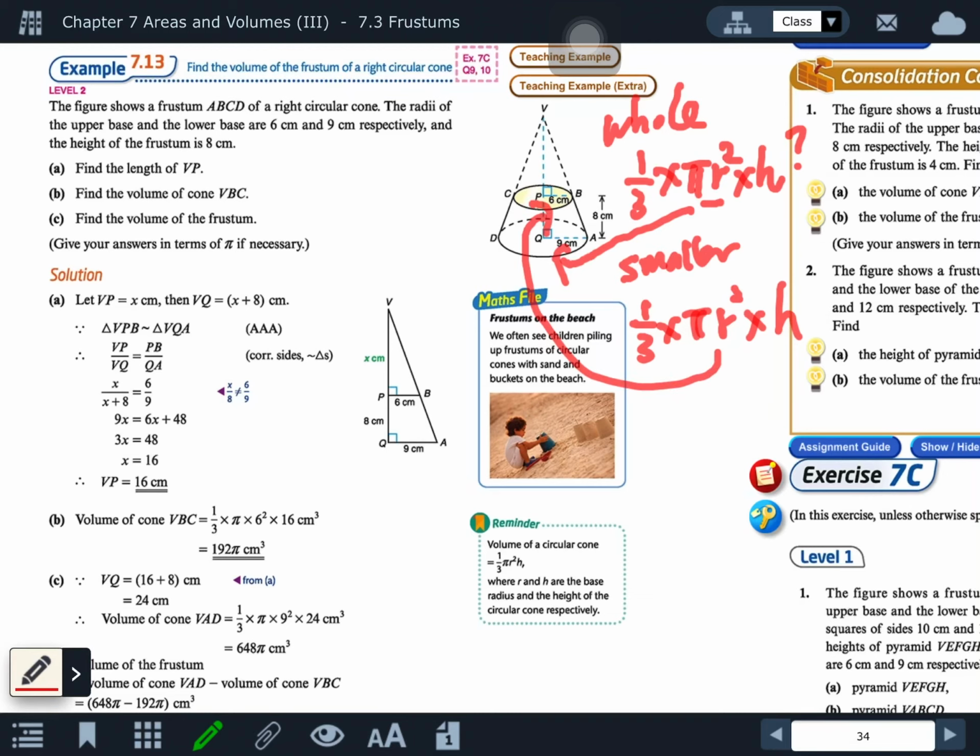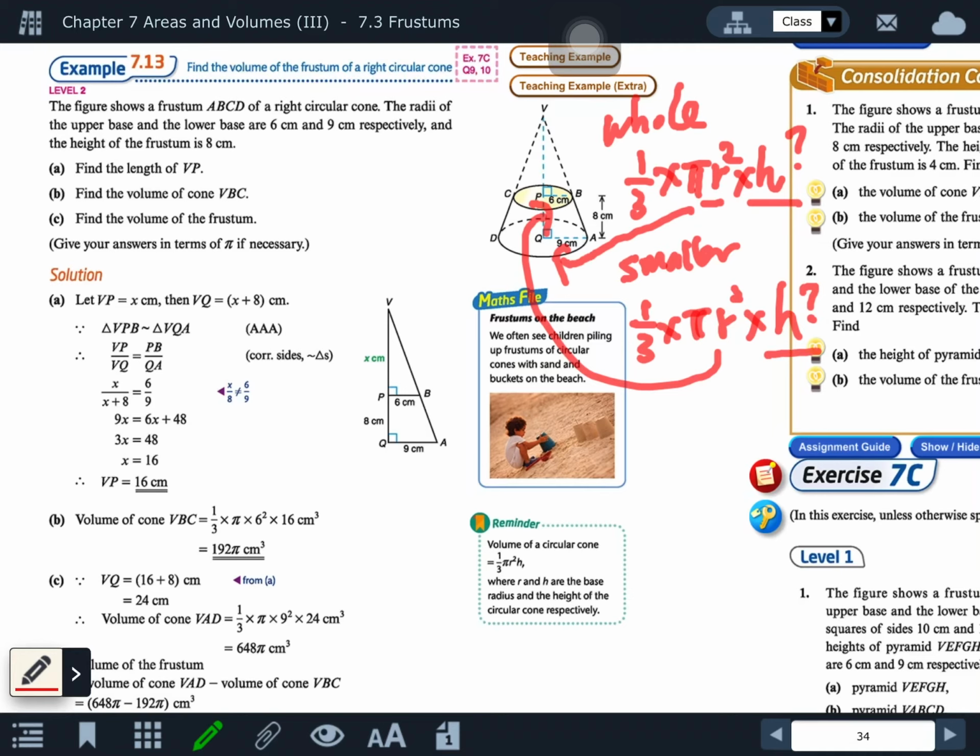And then we need to find out the smaller part of the height. We don't know yet. So we can see we don't have enough data in this case. We need to find out the h. And actually, how can we find out the h? We need to use a similar triangle.